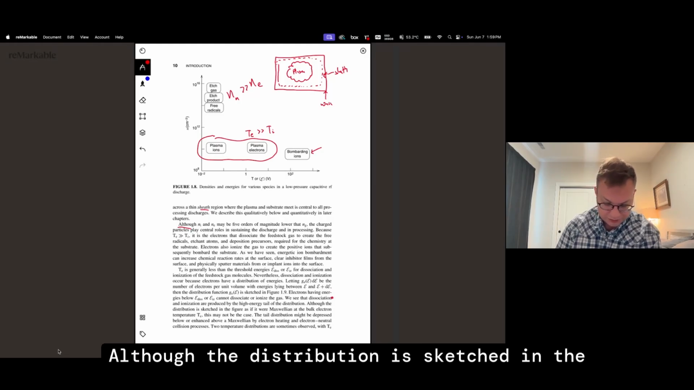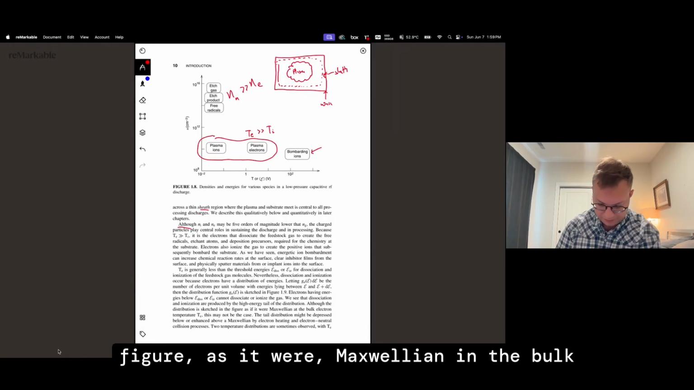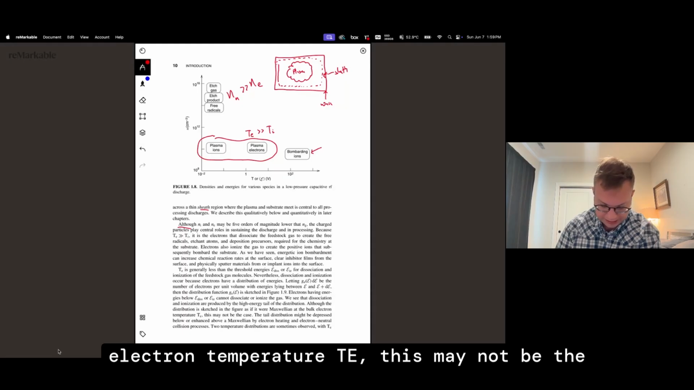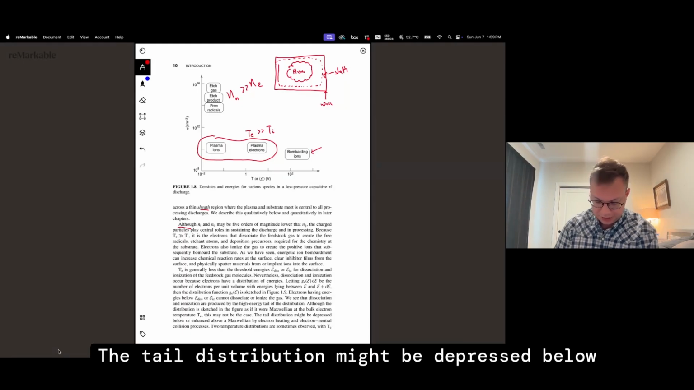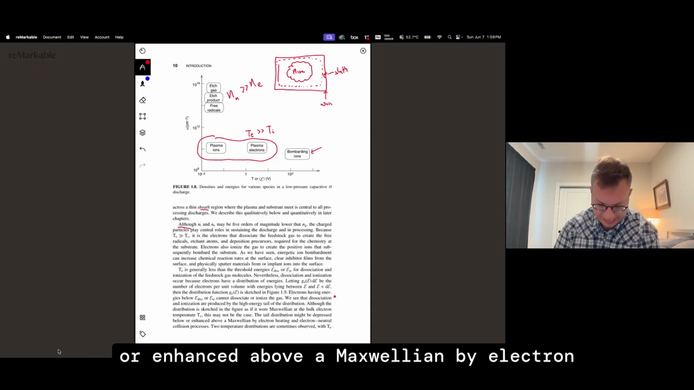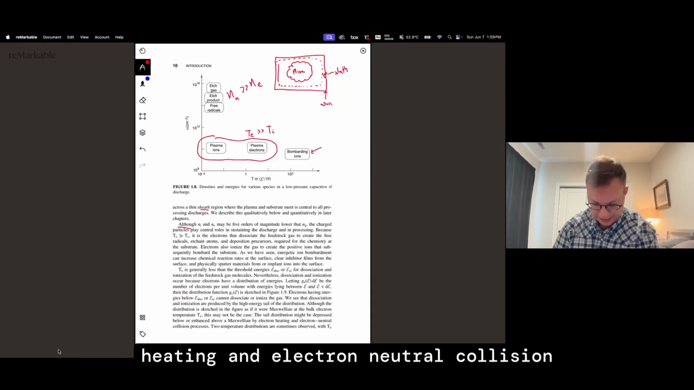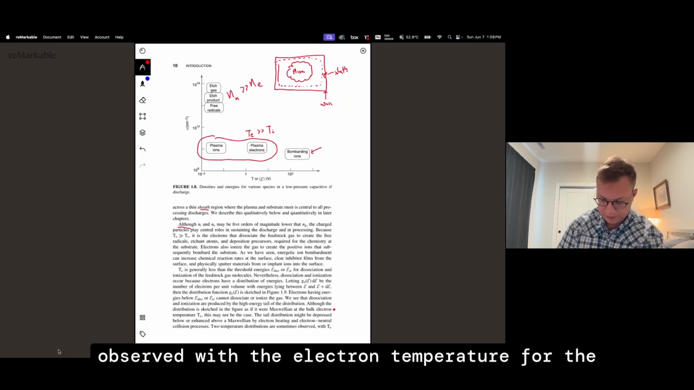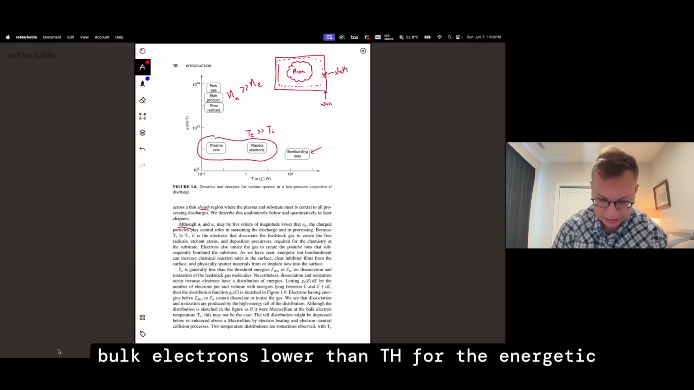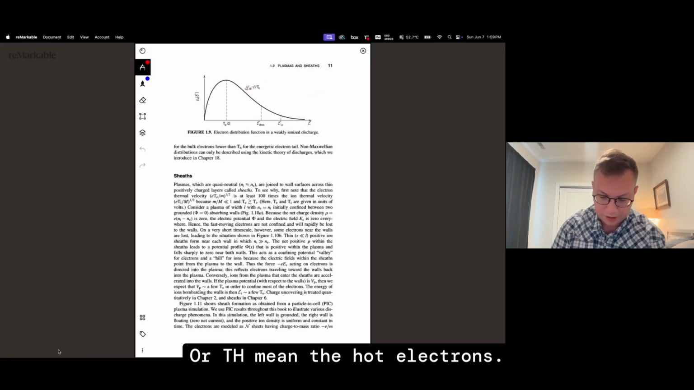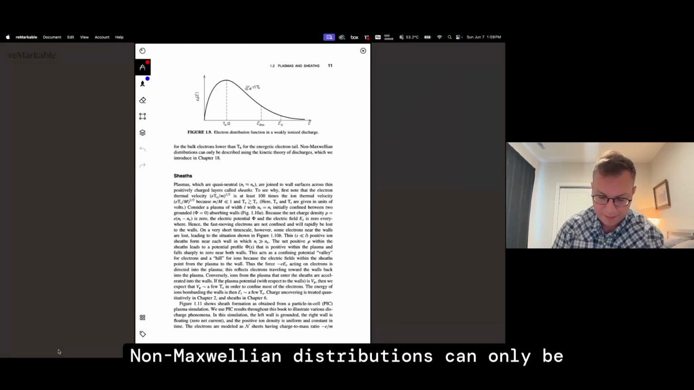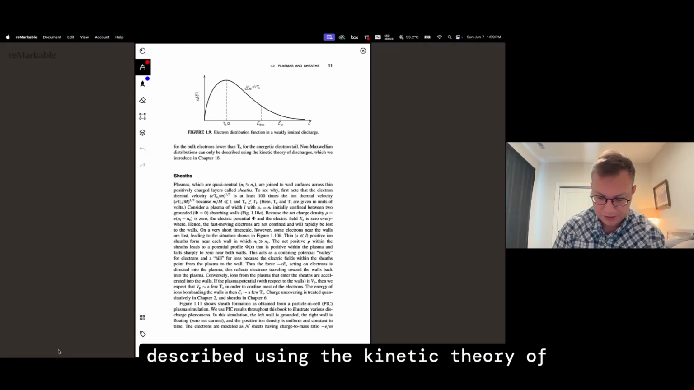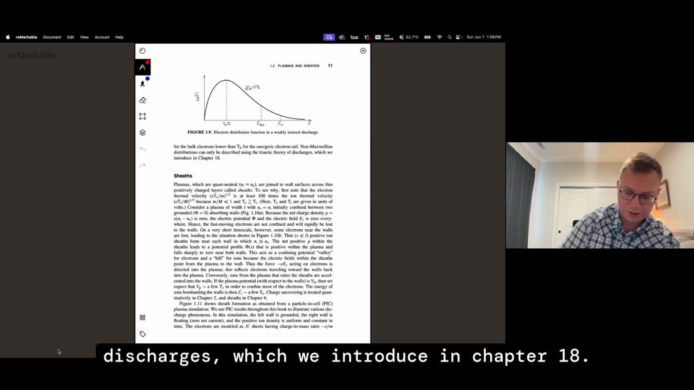Although the distribution is sketched in the figure as if it were Maxwellian at the bulk electron temperature TE, this may not be the case. The tail of the distribution might be depressed below or enhanced above a Maxwellian by electron heating and electron-neutral collision processes. Two-temperature distributions are sometimes observed, with the electron temperature for the bulk electrons lower than TH for the energetic electron tail, TH being the hot electrons. Non-Maxwellian distributions can only be described using the kinetic theory of discharges, which we introduced in chapter 18.